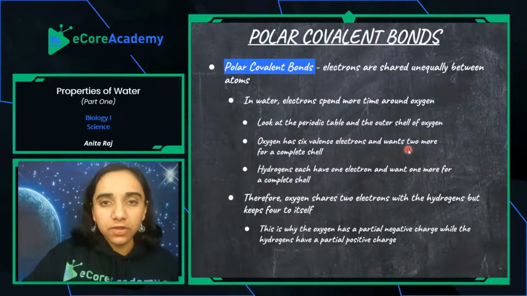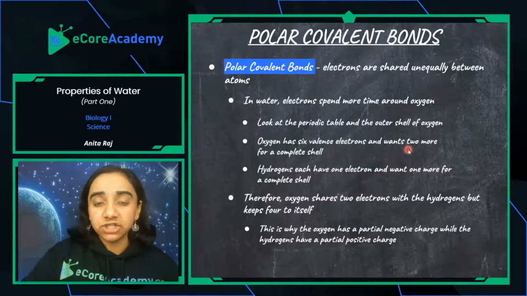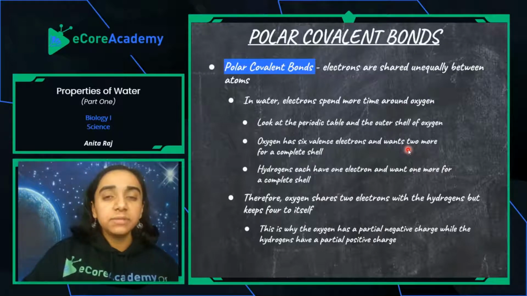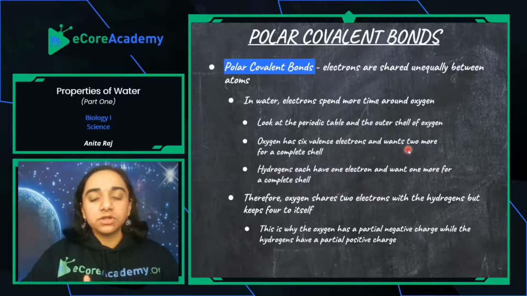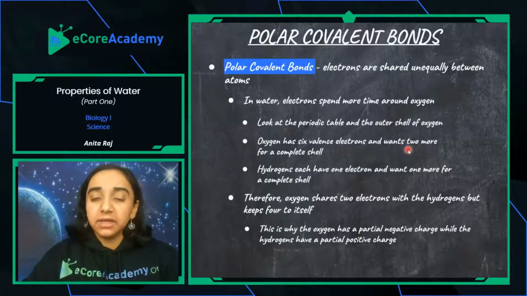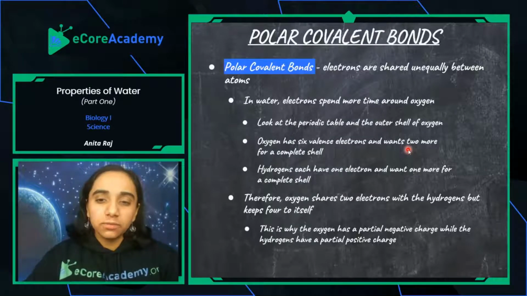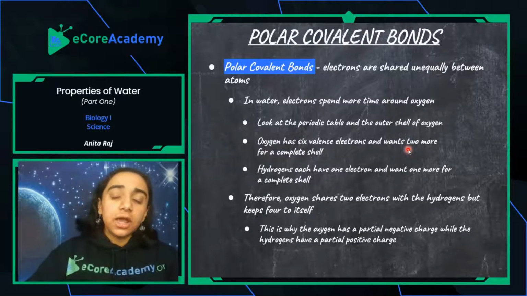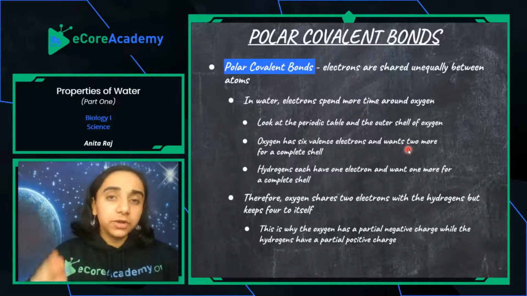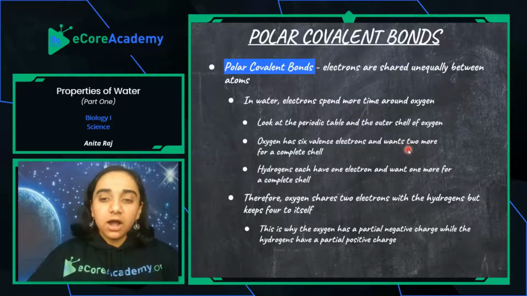Hydrogen is so small that unlike oxygen, it doesn't need a second shell. It only has that one shell, and it has one electron in that shell. Because that shell is the inner shell and it wants just 2 electrons to be happy, hydrogen is searching for one more electron to complete its outer shell. Therefore, oxygen will bond with 2 hydrogen atoms.